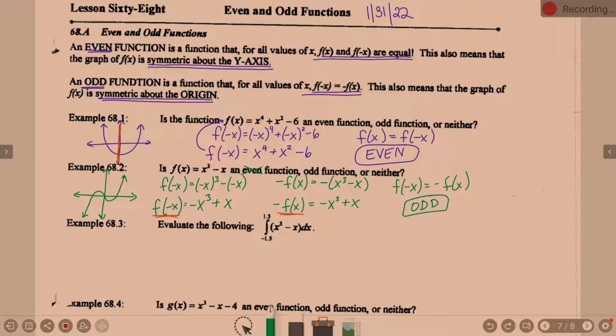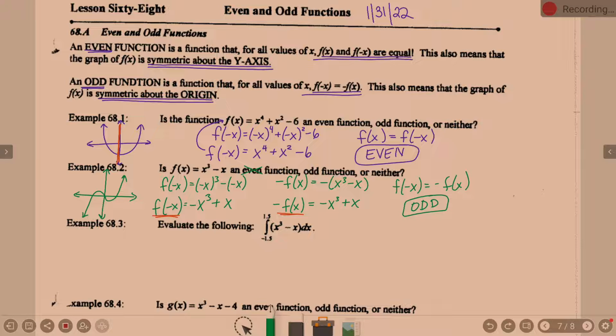Okay. Evaluate the following. The integral from negative 1.5 to positive 1.5 of x cubed minus x dx. Shall we evaluate it and see what happens? I was debating if I wanted to talk about the graph now or later, but I think we'll go ahead and evaluate it and talk about it. Because it just says evaluate the integral, right? It's not in the tense of find area or anything like that. It's just evaluate the integral. So let's do just that.